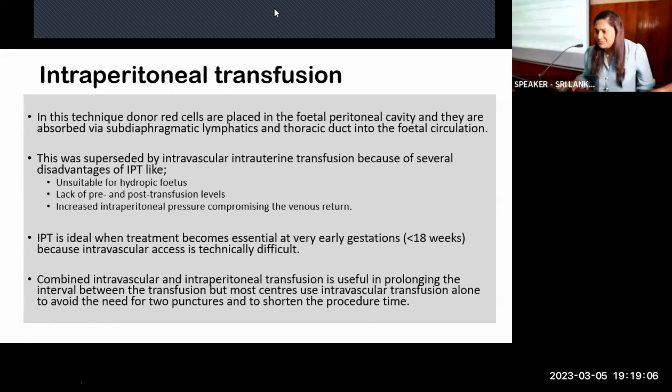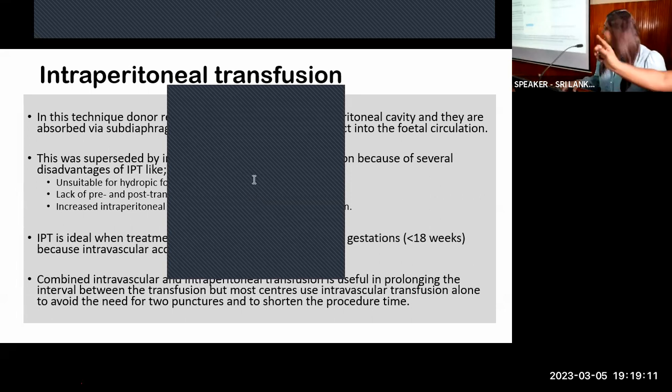I think we have another question. Yes. Okay. Is it necessary to do paternal blood test? I think we answered that question, didn't we?